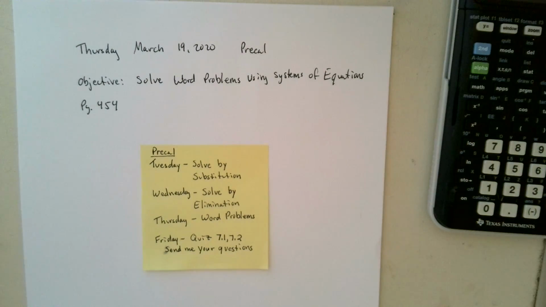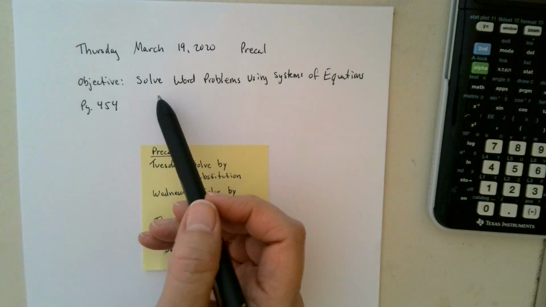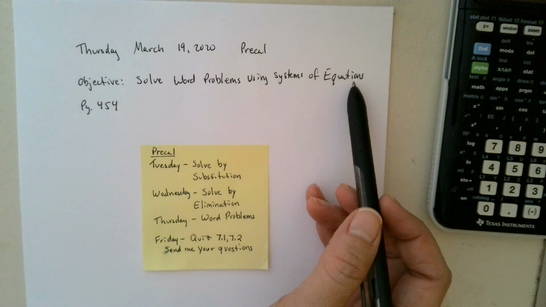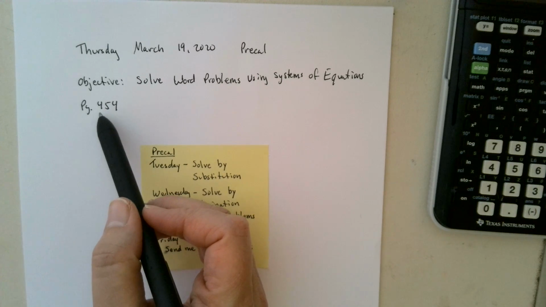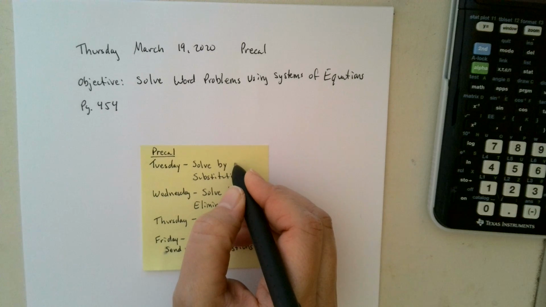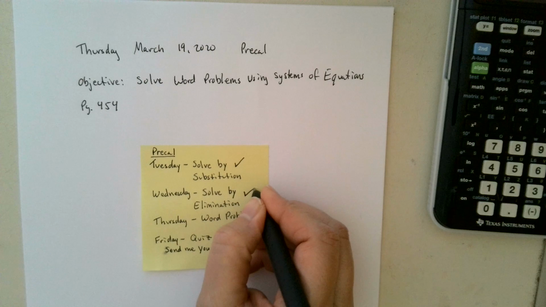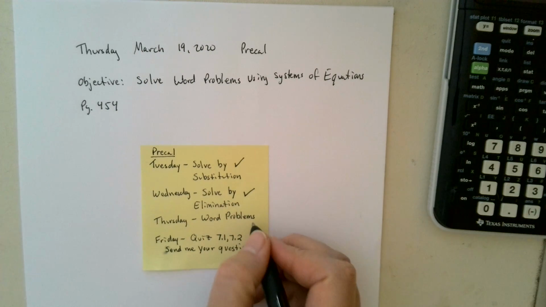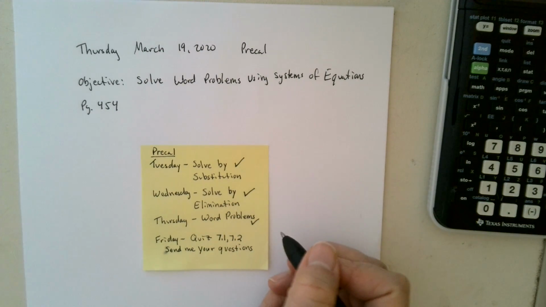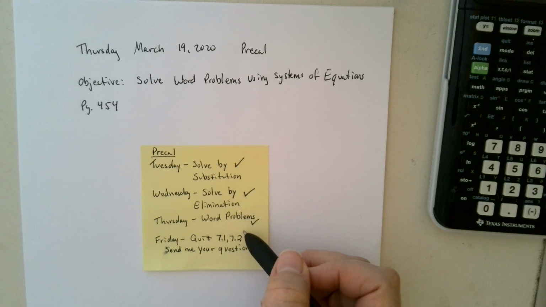We have been solving systems by substitution and elimination. So today we are going to take our skills and solve word problems that involve systems of equations. We're going to be on page 454 to start with. Just a reminder, you should have done your assignment on substitution Tuesday. Wednesday was your assignment on elimination, and then for Thursday you're going to have an assignment on word problems, and then on Friday we will have a quiz over solving systems so far.